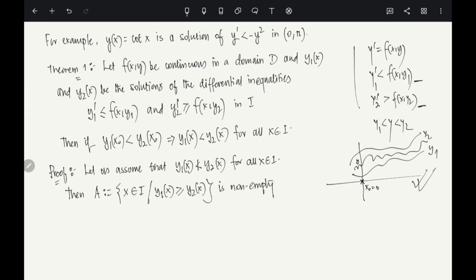This is clear. Why? Because you see, I am starting out with y1 below y2, right? If y1 stays below y2 for all x, we are done. So basically we are saying it does not. So there is a point x naught where y1 at least dominates y2, so y1 is greater than or equal to y2, right?